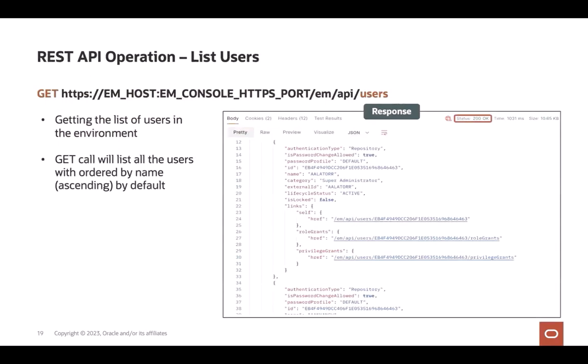So the get method in the URI has the em/API/users. So you can see this is a response from the get operation with the 200 status code. And this lists all the active users in Enterprise Manager.